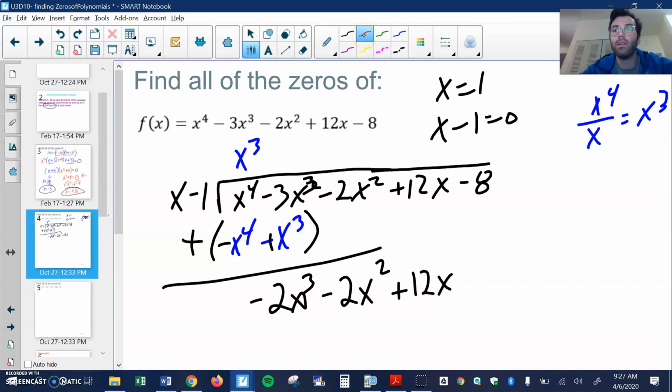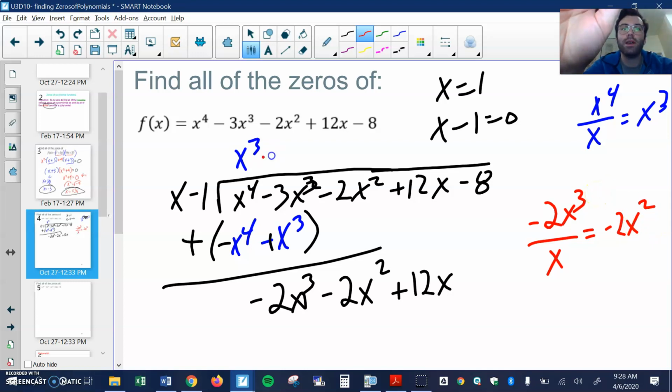Okay. Now I do negative 2x to the 3rd, so the first term here, divided by my first term up there. And I get negative 2x squared. So this negative 2x squared goes up top. Some of us may be able to do this part over here on the right in our head. That's okay. I'm just showing you where it comes from.